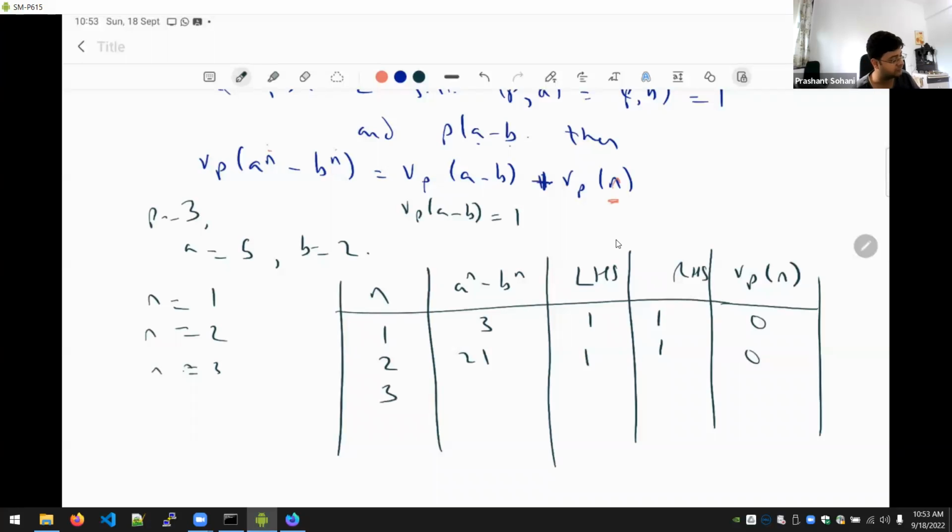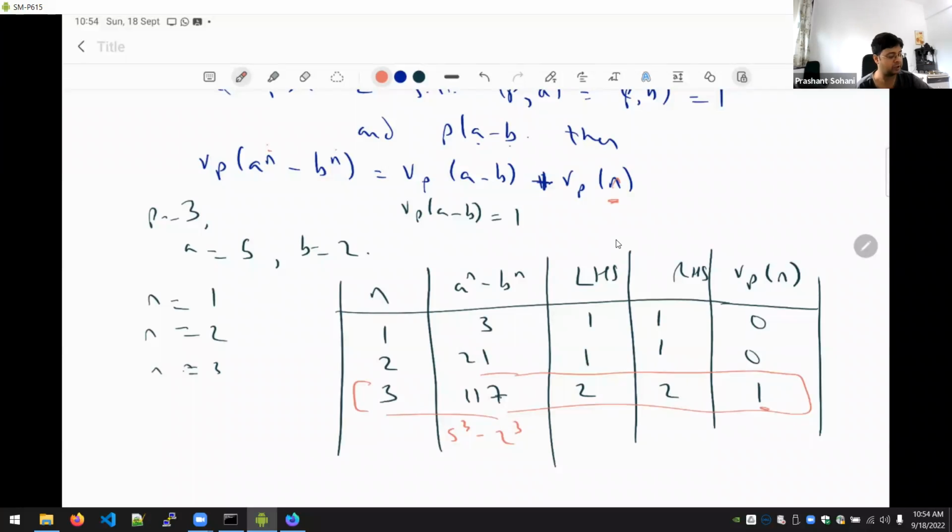If n is 3, now see what happens. This is 5 cube minus 2 cube. So 125 minus 8 is 117. You see, this is divisible by 9. So you see, only for the third term where we are taking 5 cube minus 2 cube, when Vp of n, Vp of 3, is 1, that is when the RHS Vp increased by 1, and at exactly the same time, this a raised to n minus b raised to n term, which is 5 cube minus 2 cube, is also divisible by not just 3 but by 9 also.